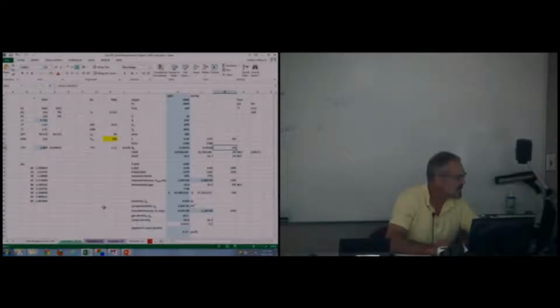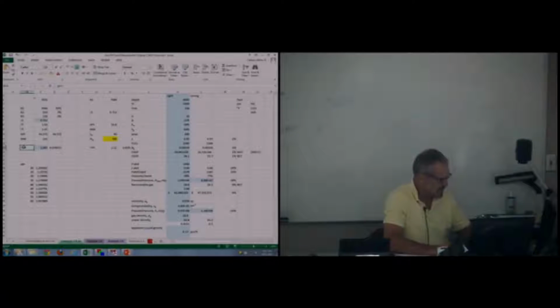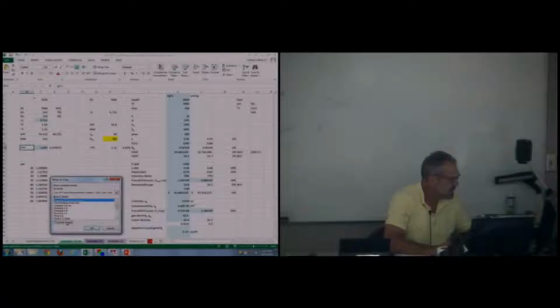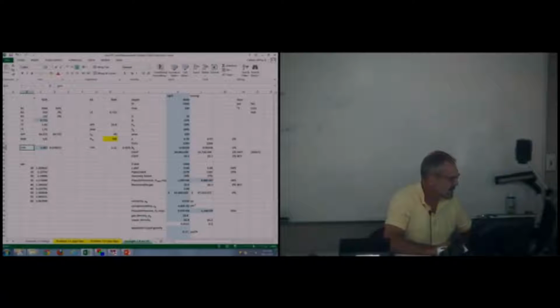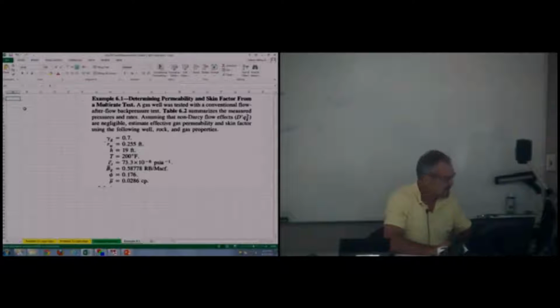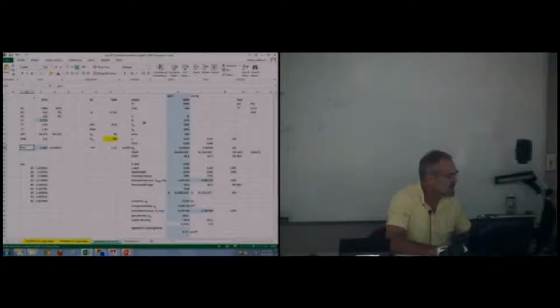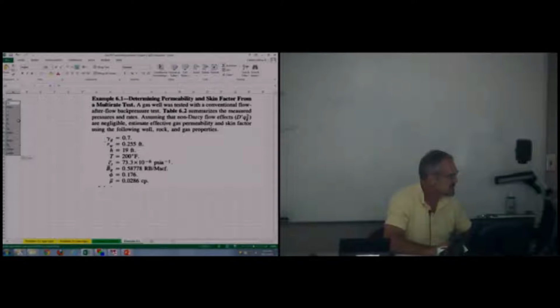Is this the one we've been doing? I know, move or copy, create a copy. Okay, now I got these right next to each other. I don't know if I have all these things here, but let's see what I do have. I'm just trying to save myself a little bit of time.